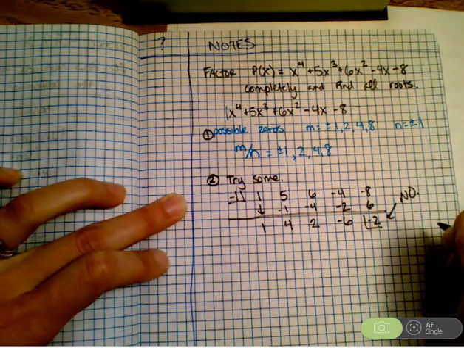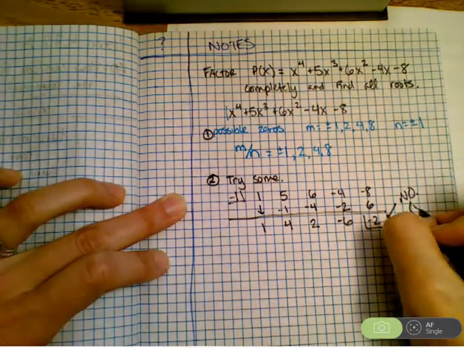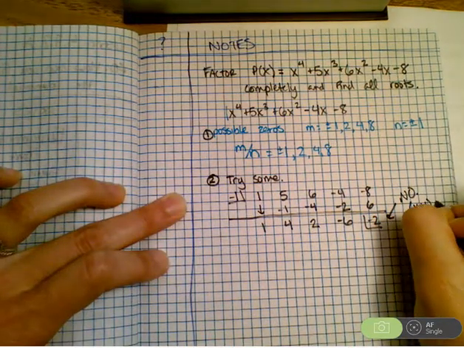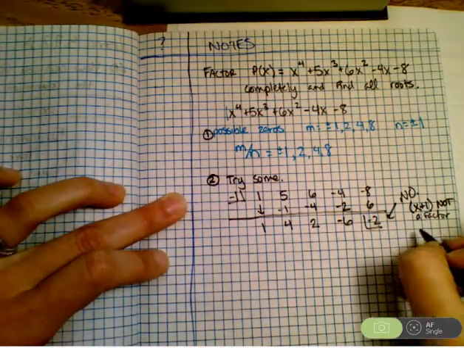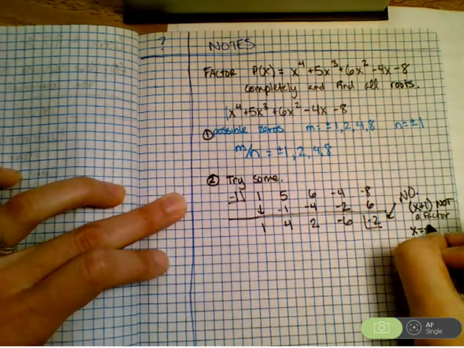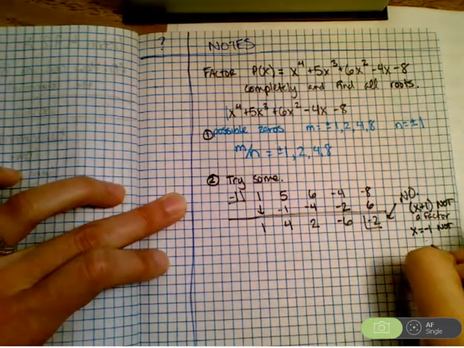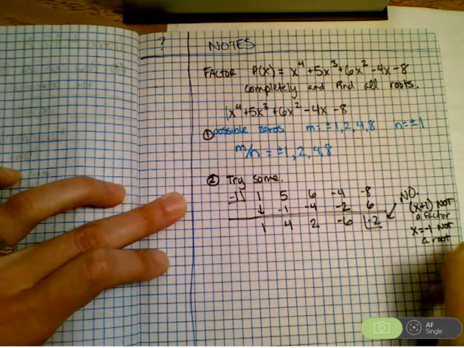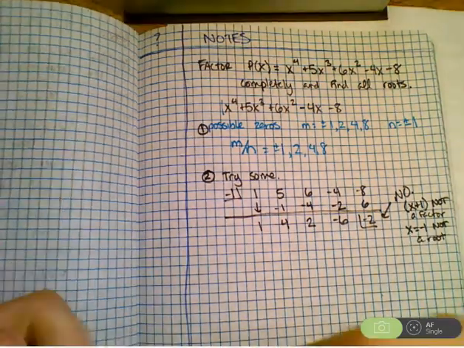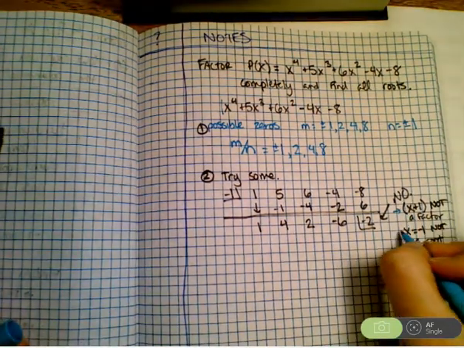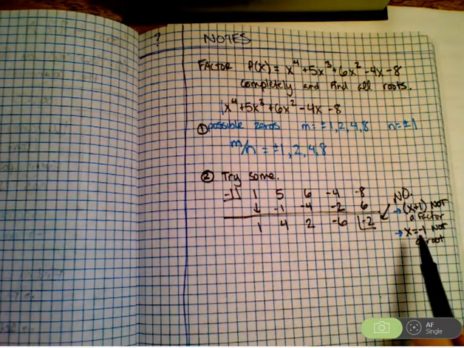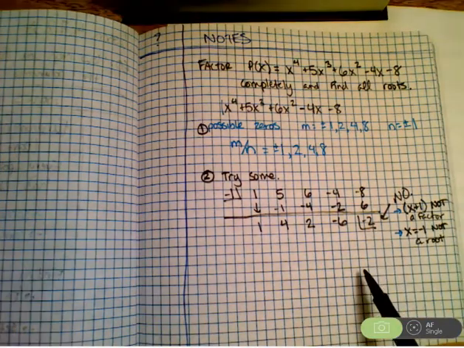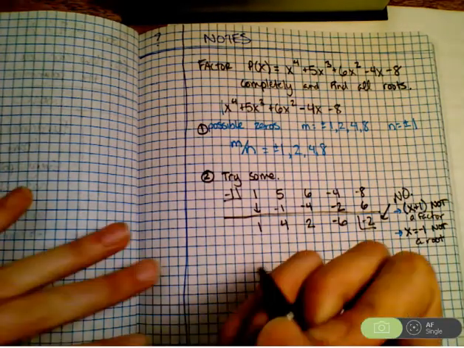That tells us two things. That tells us x plus 1 is not a factor. And it tells us x equals negative 1 is not a root. Okay, so the difference between the factors and the roots is just which ones actually make it equal, or setting it equal to 0 and solving it. So x equals negative 1 is not a root because we didn't get 0.